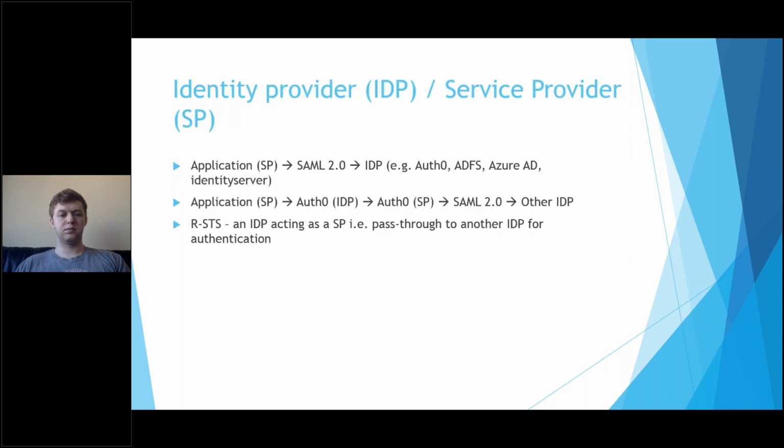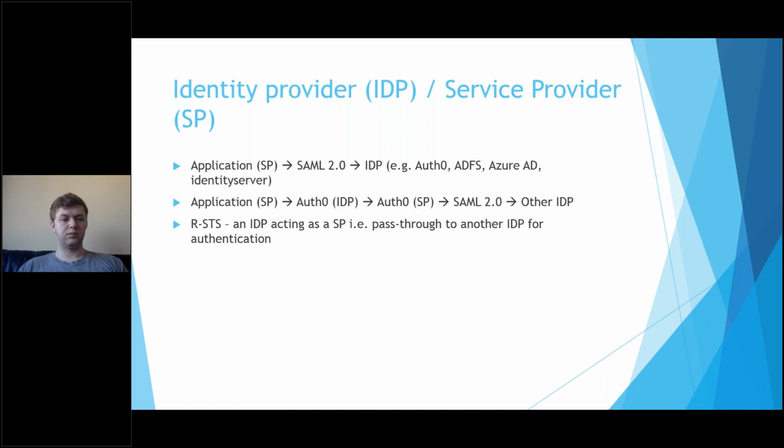All right, so we've got the identity provider, we've got the service provider. The service provider is the application. In the WS Federation world, the service provider would be called a relying party. So your typical use case is an application, which is the service provider, going to an IDP, and the IDP could be Auth0 or ADFS or Azure AD or Identity Server or any of the others, using SAML 2.